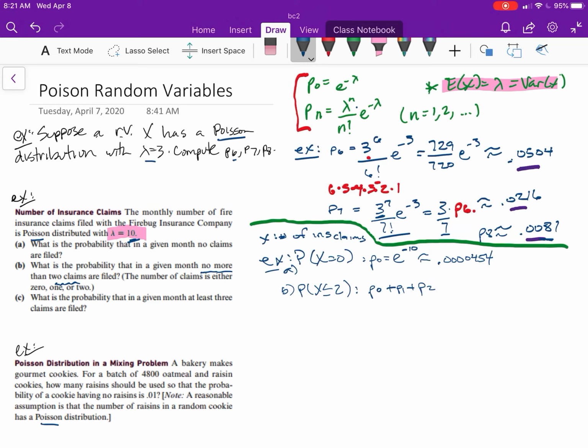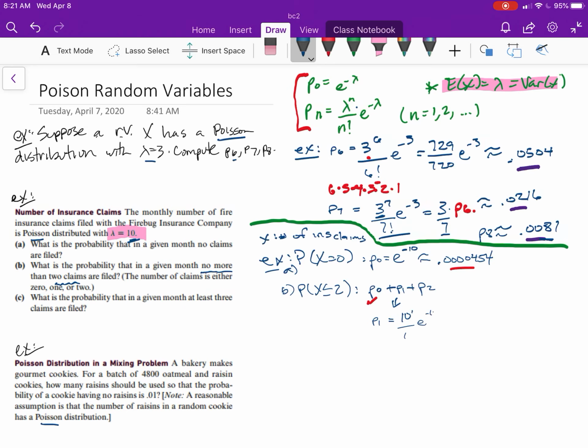Okay, this one we just did, that's from part A. So P1, let's do that one really quick. P1, we have lambda to the 1, so 10 to the 1 power over 1 factorial. 1 factorial is just 1. 1 multiplied all the numbers down to 1 is just 1.